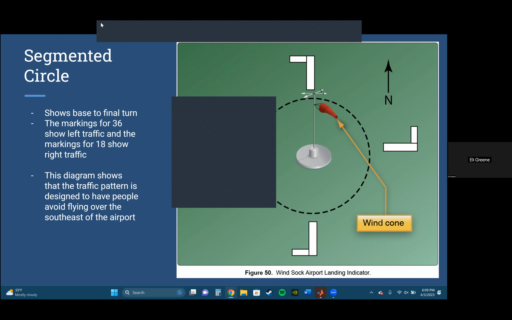So the way we enter a traffic pattern in general is at 45 degrees to the downwind. It doesn't have to be exactly 45 degrees, but you'd fly a 45-degree entry and then turn to parallel the runway. So that would be a heading of 90 degrees, and this would be the heading of 45. This is just a prerequisite for what we're going to talk about next. Does anybody have any questions about traffic patterns?